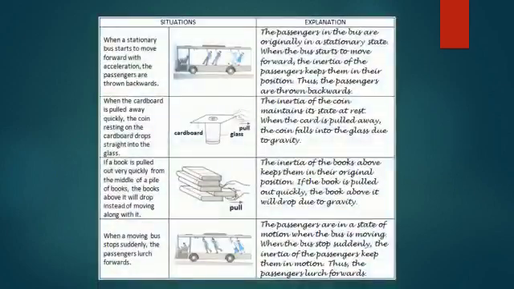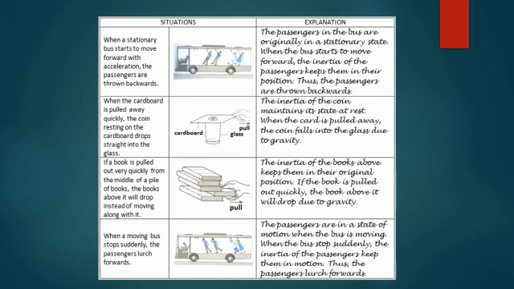Then here I have a few situations. The first one, like what we have already seen: there's a stationary bus and the bus starts to move. What happens? You will lean backward and then you will come forward. So these are a few examples we see in our everyday life.